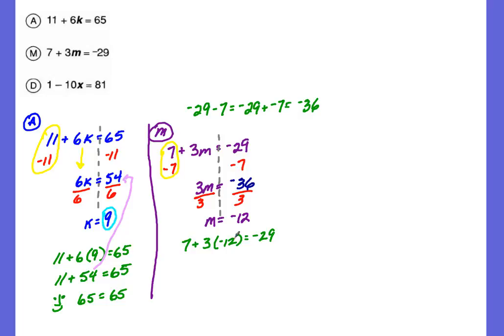Well, 3 times negative 12, 3 times 12 is 36. So 3 groups of negative 12 would be negative 36. So I would have 7 take away 36. I would probably change that to 7 plus negative 36, because as soon as it's addition right here, then I can think of 0 pairs. I have 7 0 pairs here. These 7 cancel out 7 of those negatives. They leave 29 negatives right there.